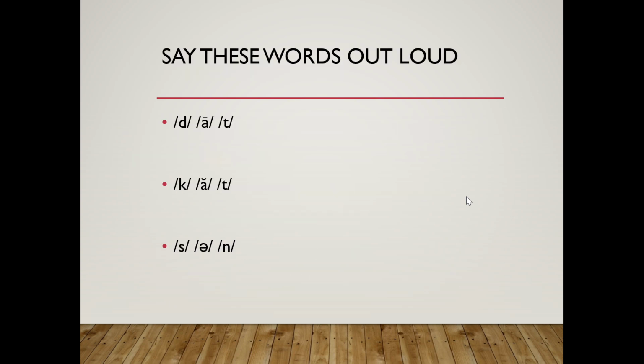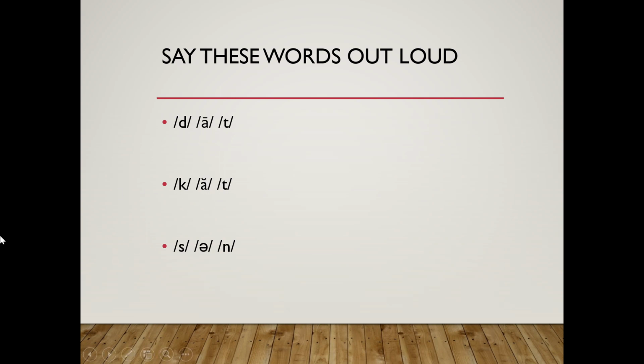Say these words out loud as they're written phonetically. So for the first one, you see the D sound, D. You see the long vowel sound A. And then you see the T sound. D, A, T. Date. So this is the phonetic spelling of the word date, D-A-T-E.